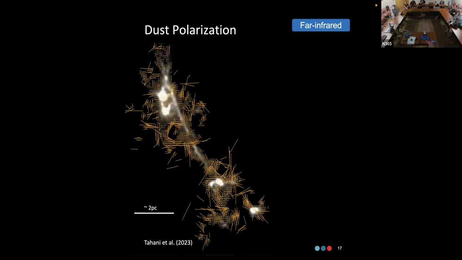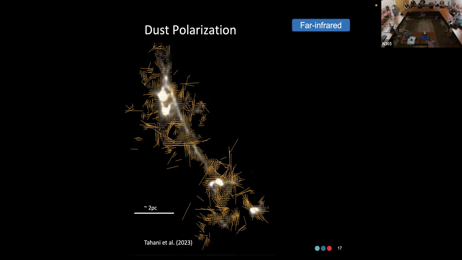And to improve resolution compared to Planck, we actually made observations of a number of molecular clouds and star-forming regions with the James Clerk Maxwell Telescope. So here I'm showing NGC 6334, which is a massive star-forming region in the disk of the galaxy.